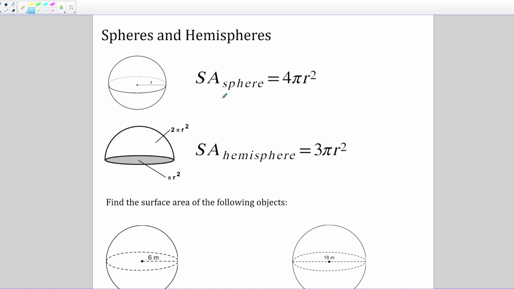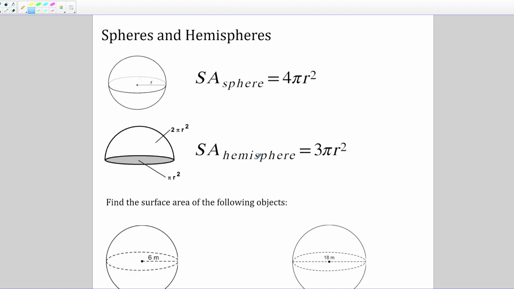So our formula for a complete sphere, kind of like an orange or a soccer ball, is just 4 pi r squared. So we can imply from the pi r squared that we're looking at one circle, but instead of just one, because of that 4, we're actually looking at visually 4 circles covering the outside of the sphere.